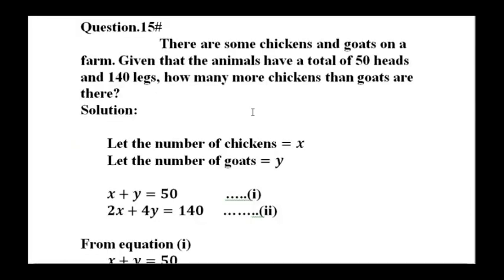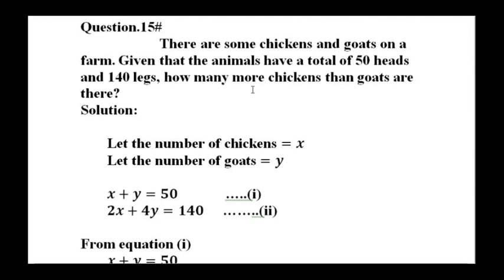Question number 15. There are some chickens and goats on a farm. Given that the animals have a total of 50 heads and 140 legs, how many more chickens than goats are there? 50 heads and 140 legs. That sounds interesting. Anyhow, we need to find out how many more chickens there are than goats.